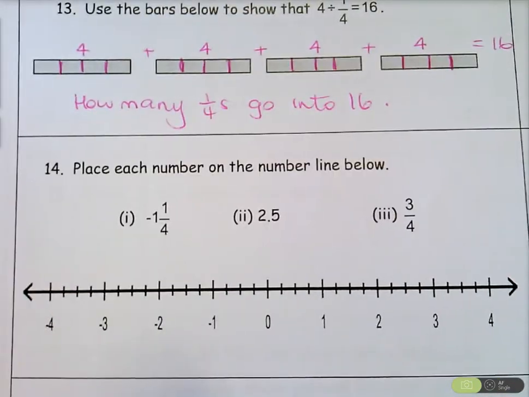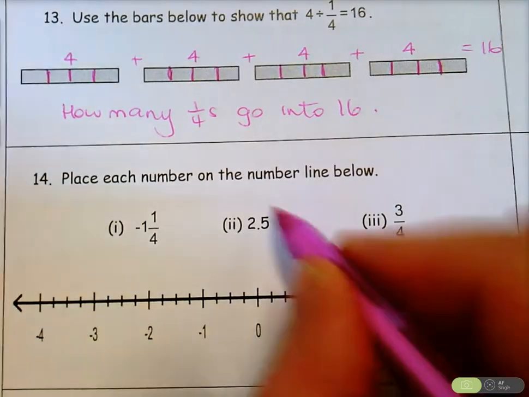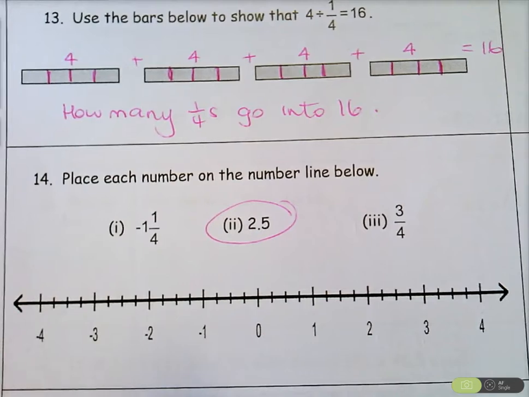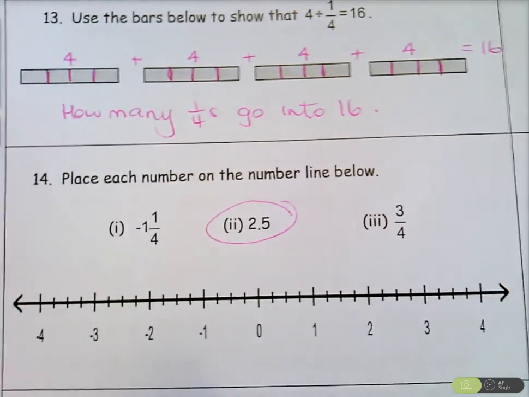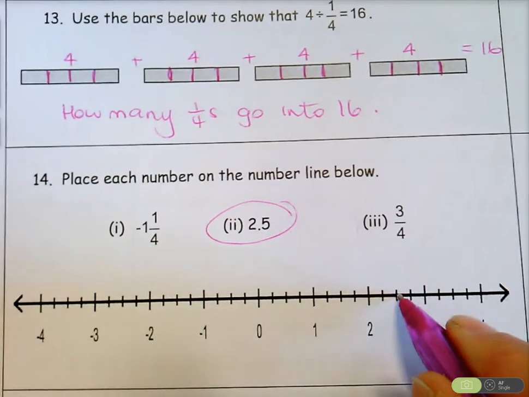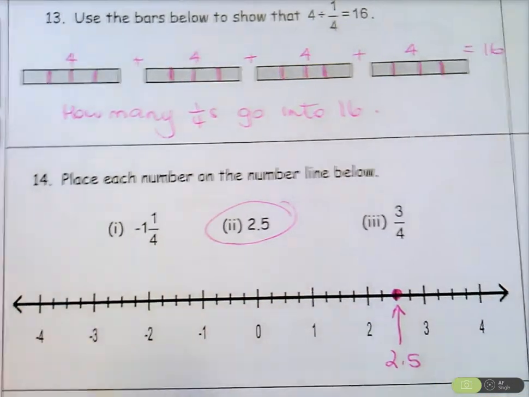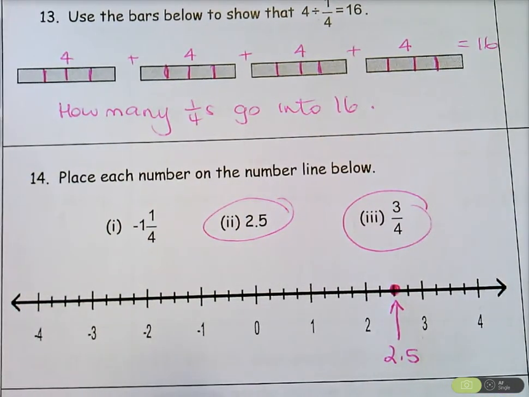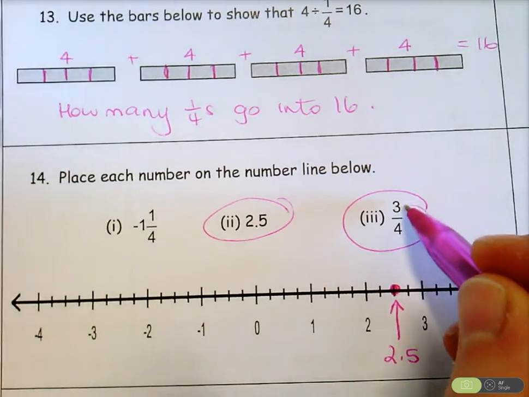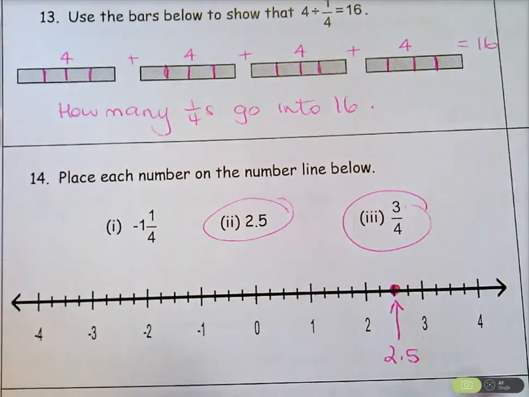Next question. Place each number on the number line below. Girls, let's do 2.5 first. Where should that be? Exactly halfway between what and what? So that's halfway. So this one there is 2.5. All right, the next one we'll do is 3/4. Where is that? Between which 2 numbers? Girls, that's less than 1 whole, so it's between 0 and 1.